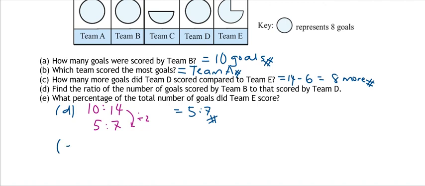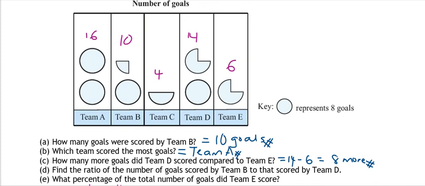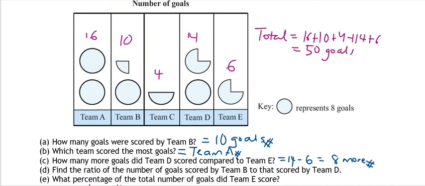And then lastly, E. What percentage of the total number of goals did team E score? So what we're going to do here is to find out, for team E, you have 6 goals, but the total for all of the teams will be 16 plus 10 plus 4 plus 14 plus 6. So here it will be 16 plus 4, 20 plus 10 is 30. 30 plus 20 is 50 goals. So you have a total for all of them.